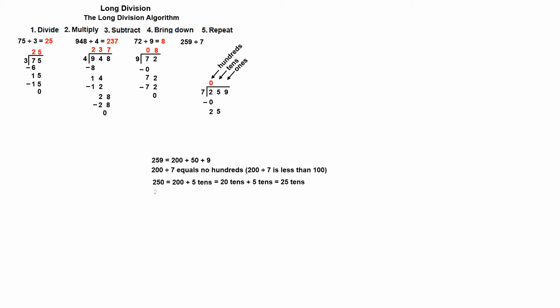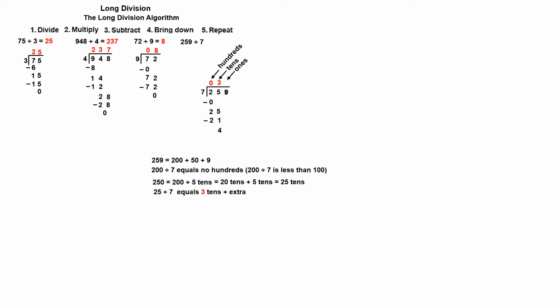Dividing 25 tens by 7, we get 3 tens and some extra. We put that 3 tens right above the 5 tens. Multiply the 7 and this 3 and put the answer right under the 25. Write a subtraction sign next to the 21. Subtract 21 tens from 25 tens. Write your answer directly below the 21.